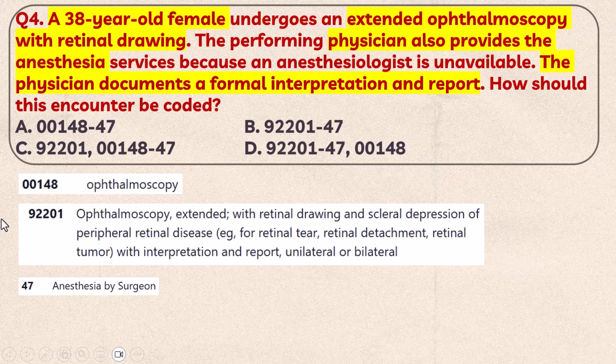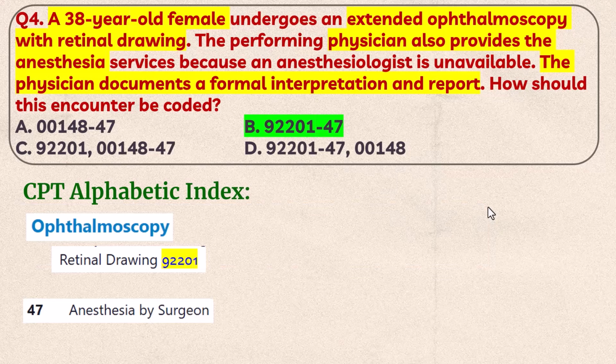So the correct code will be this 92201, and since the surgeon is giving the anesthesia, you have to add the modifier, that is modifier 47, anesthesia by surgeon. So the correct answer will be answer B. So if you encounter this case in the real working world, you can use the CPT alphabetic index. In the CPT alphabetic index, the index term is ophthalmoscopy and the subterm is retinal drawing. It will lead you to the code 92201. Again, modifier 47. So the correct answer will be answer B.